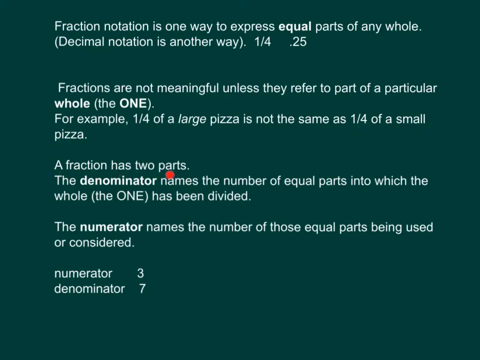A fraction has 2 parts. The denominator names the number of equal parts into which the whole, the one, has been divided. The numerator names the number of those equal parts being used or considered. So you can see here, for example, we have the fraction 3/7. The numerator is 3 and the denominator is 7.